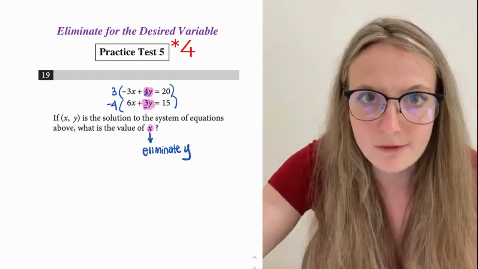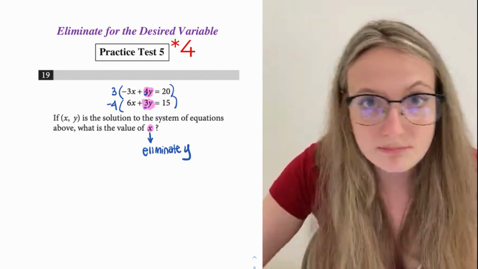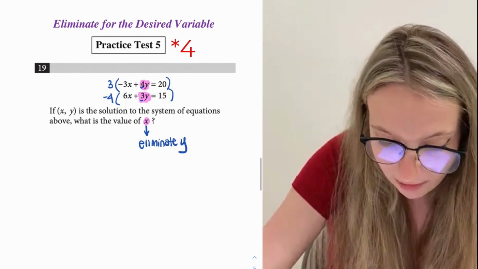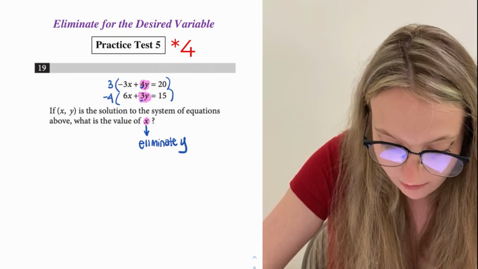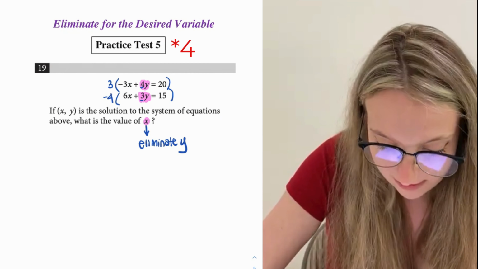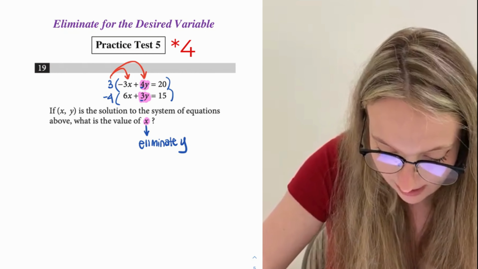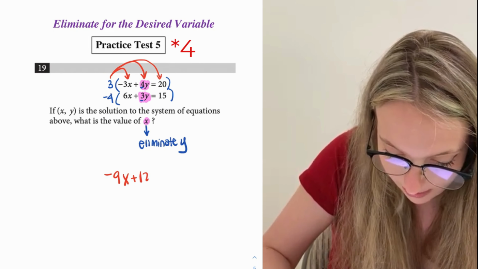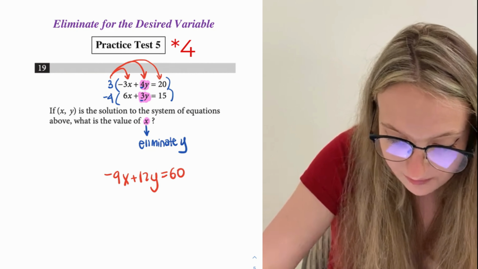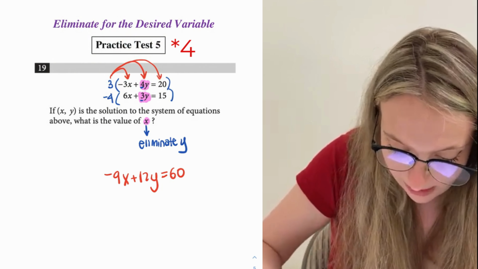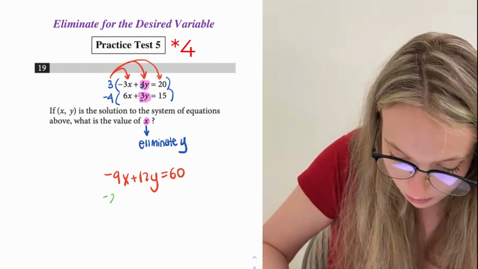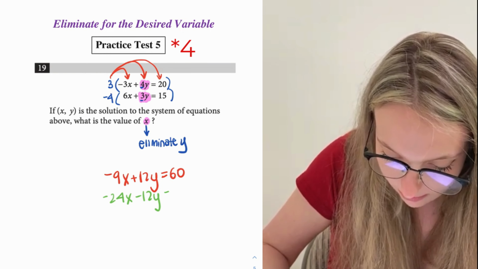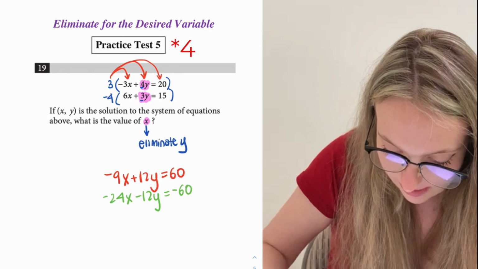Alternatively, I could have done -3 on the top, +4 on the bottom. Doesn't make any difference. Now let's multiply both of these equations by the constants. Let's rewrite the top one. This becomes -9x plus 12y is equal to 60. And the bottom one, we'll do this in green, becomes -24x minus 12y is equal to -60.